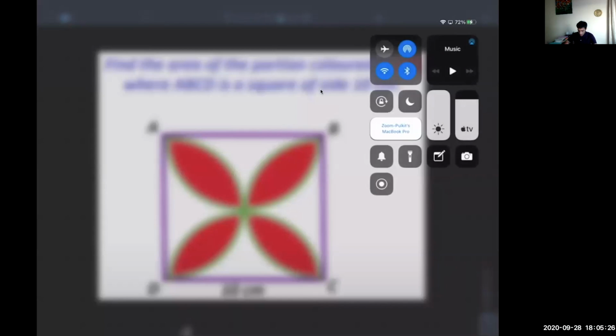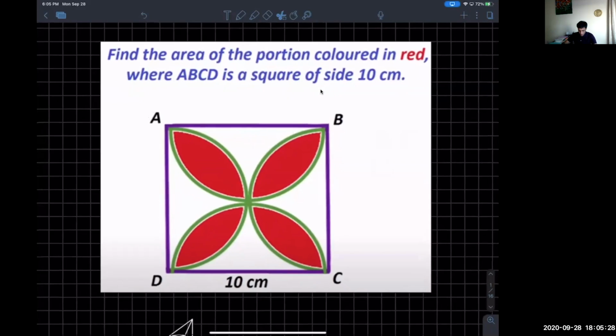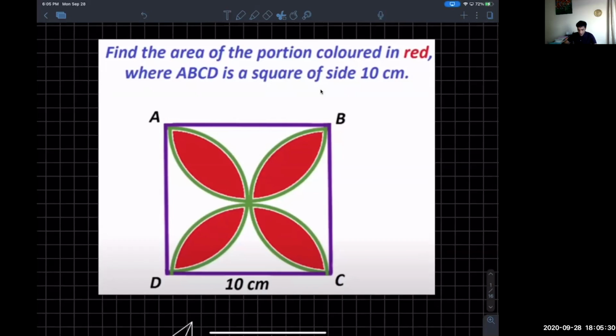So this is the kind of question we'll be going over today, which is if I give you this shape and I tell you the area of one side is 10 centimeters, can you find the area of the shaded region? So I'll let you think about that for a second. All right, this one's quite tricky actually.